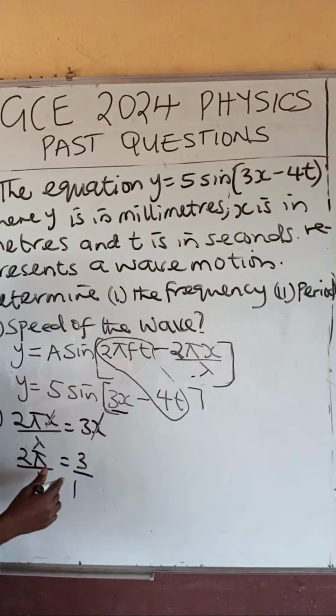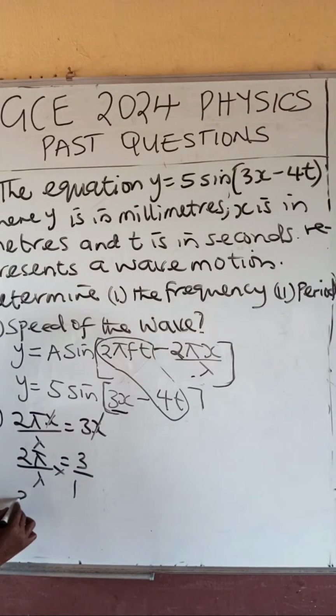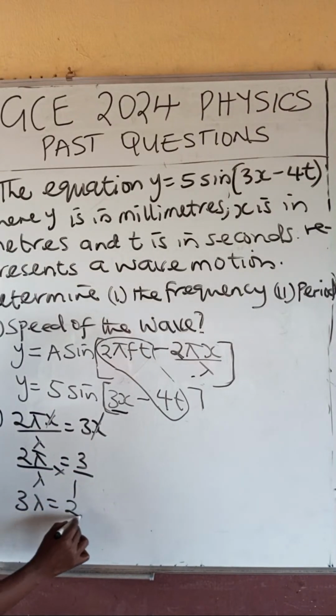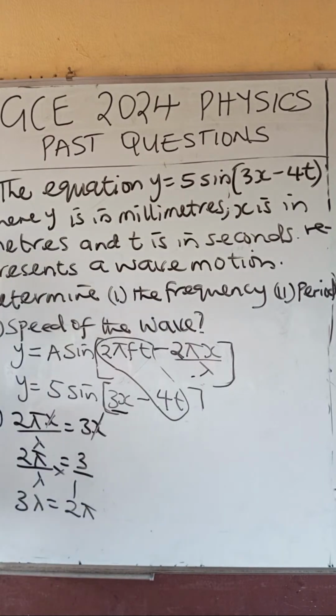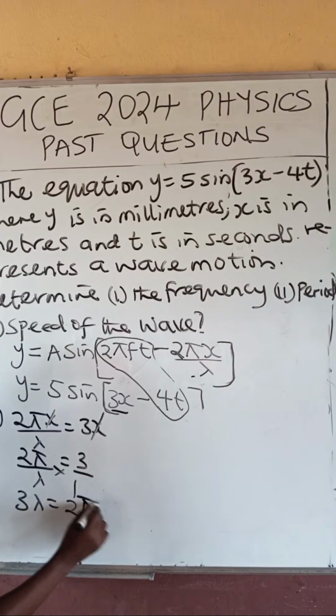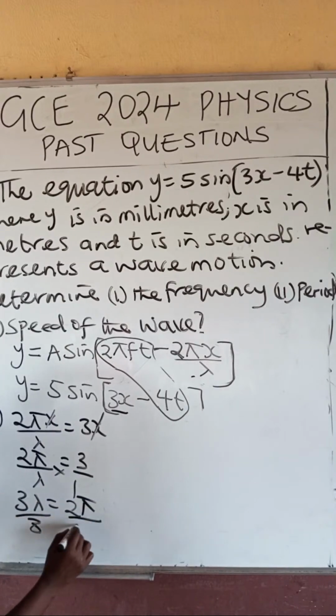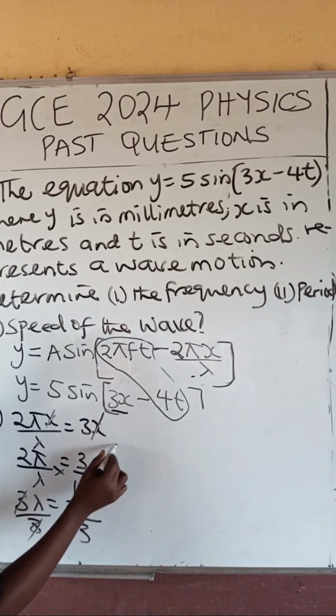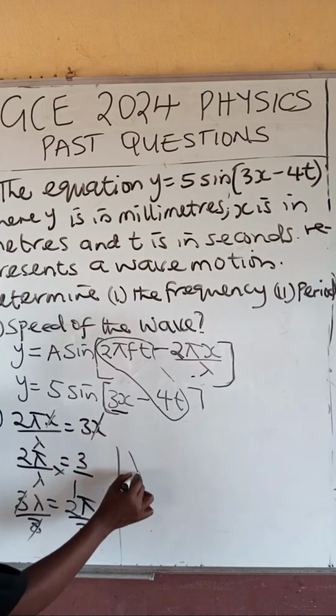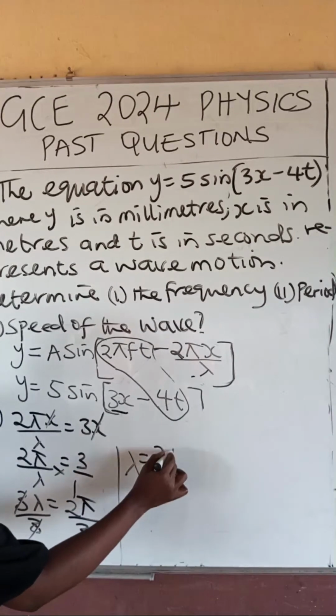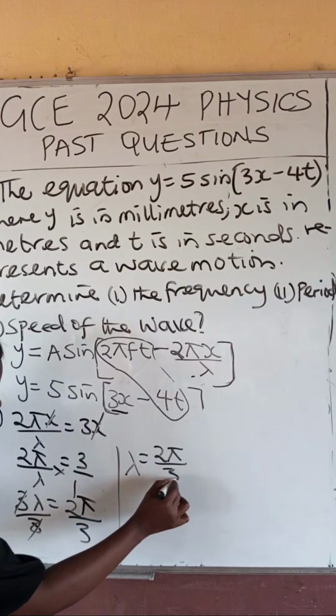Can I say cross multiply? 3 lambda is equal to 2 pi, right? I divide both sides by the coefficient of lambda, which is what? 3. I cancel. So what do I have? Lambda is equal to 2 pi over 3.